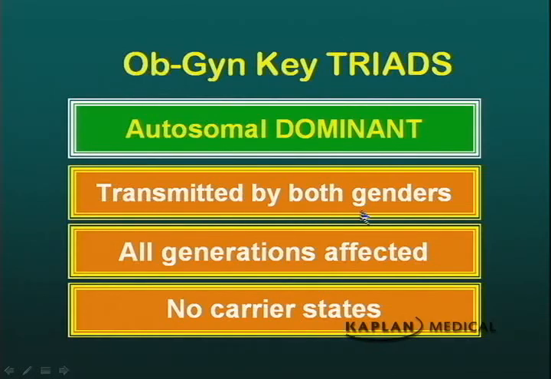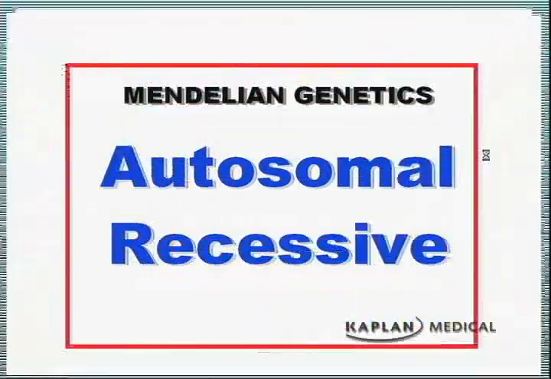They're transmitted by both genders. All generations are affected. No carrier states. This is what I call a triad. Three things together which are only accountable by one diagnosis, and that is autosomal dominant disorders.